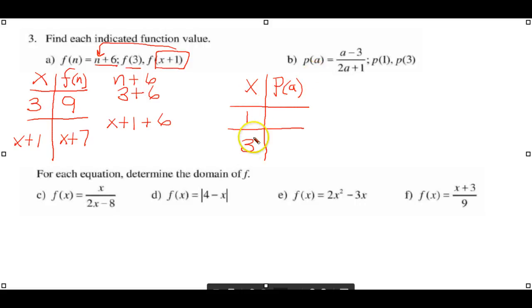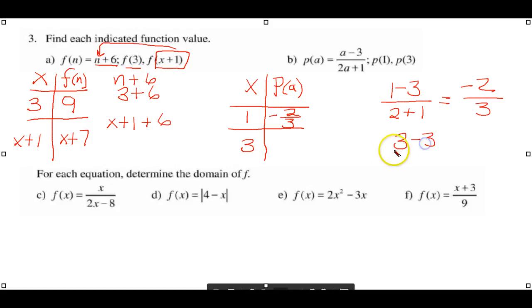Now here, again, I've set up a little chart where we're going to put a 1 where the a is, and let's just do that. So this will be 1 minus 3, putting the 1 where the a is, over 2 times 1, which is 2, plus 1. So when we do the substitution, we end up with a negative 2/3 for this value. And then when we put a 3 in there, we're going to get 3 minus 3 on top. And then 2 times 3 is 6, plus 1 is 7. And this will give us a 0 over 7.